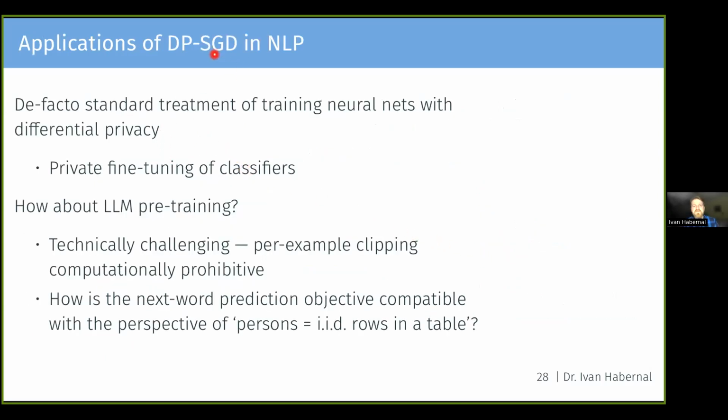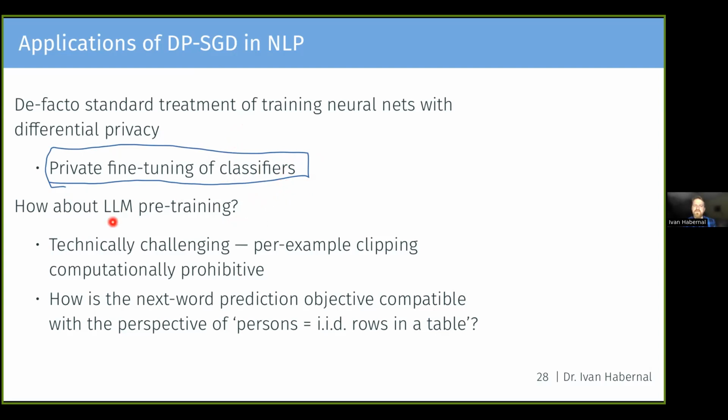Basically, DP-SGD is the standard treatment of training neural nets with differential privacy. So typically, we would use it for fine-tuning of classifiers. Absolutely, this would be the go-to framework, and nothing can go wrong here, I guess, because we have IID examples, we have labels, everything is great. And we have the persons, which is important: each person corresponds to one example. This is an important notion of differential privacy. This is why it works.